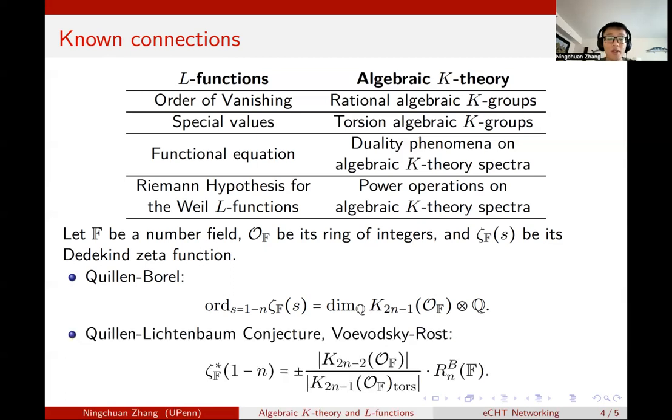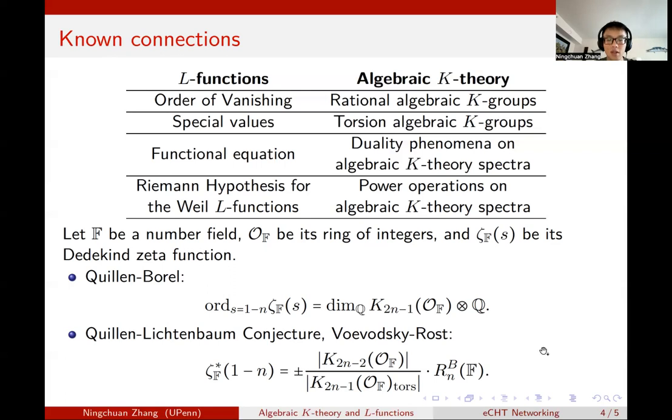Then the celebrated Lichtenbaum conjecture, proved by Voevodsky–Rost, shows that the leading coefficient in the Taylor series of the Dedekind zeta function at negative integers is equal to plus or minus the ratio between algebraic K-groups of O_F, times a transcendental number called the Borel regulator.